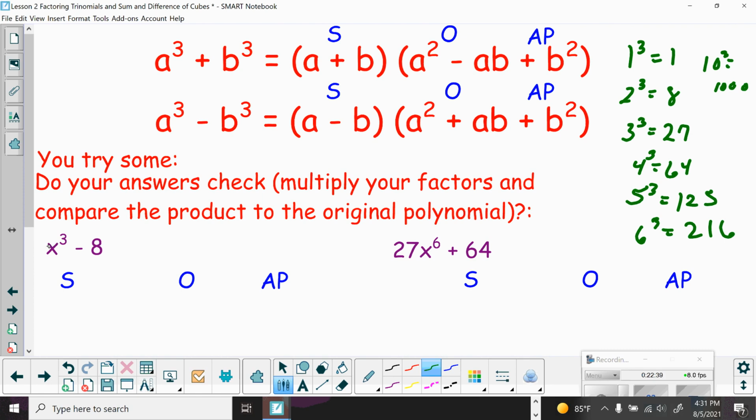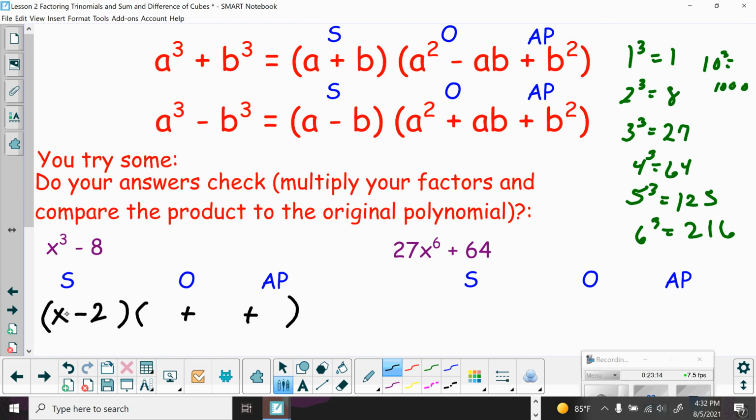So x cubed, the x is a perfect cube. 8 is a perfect cube. So the first thing I'm going to do is set up my parentheses, and I'm going to do 2 and 3. Same sign, minus. Opposite sign, plus. Always plus. Then the cube root of x cubed is x. The cube root of 8 is 2. I have now done all the hard work.